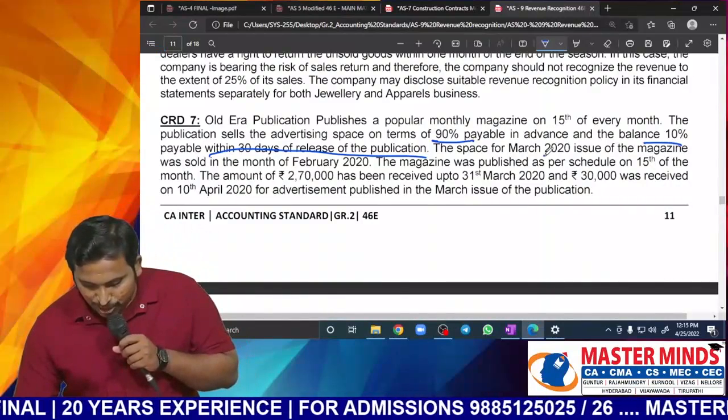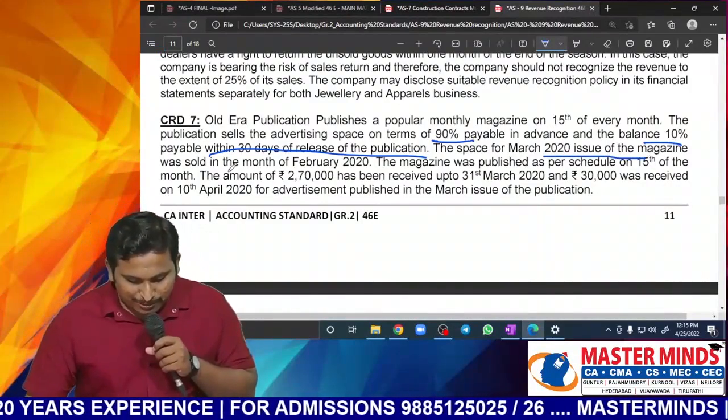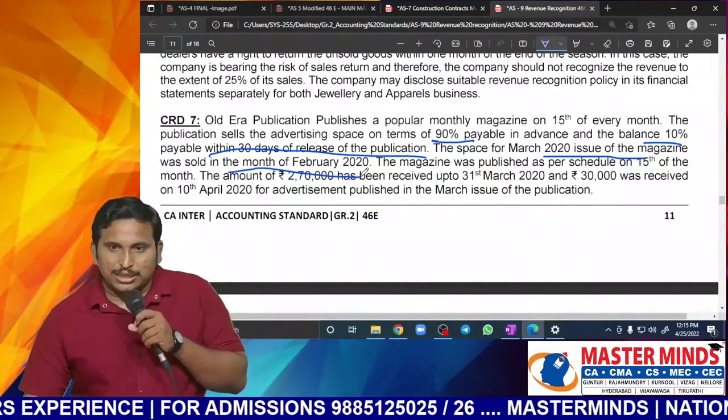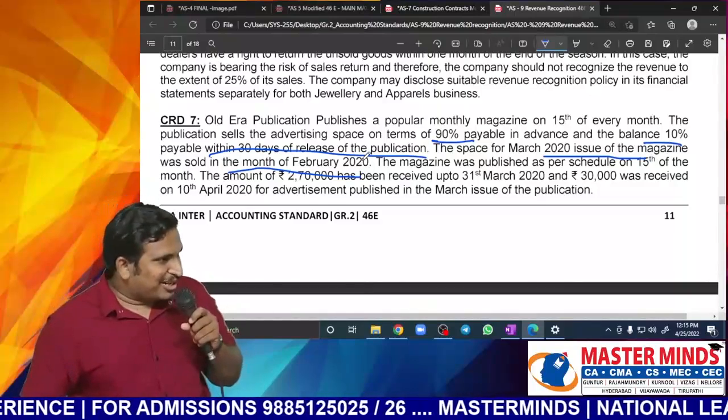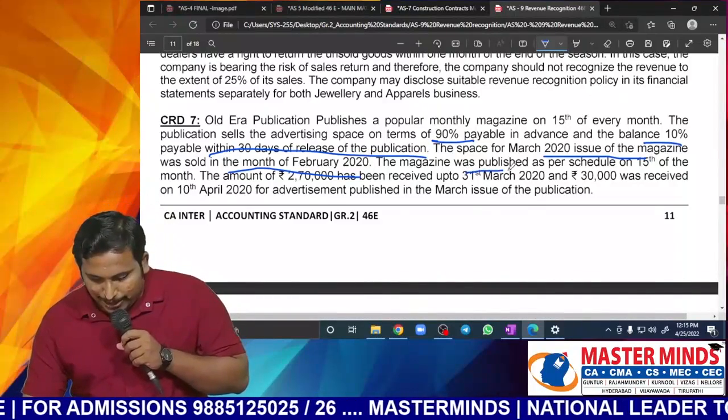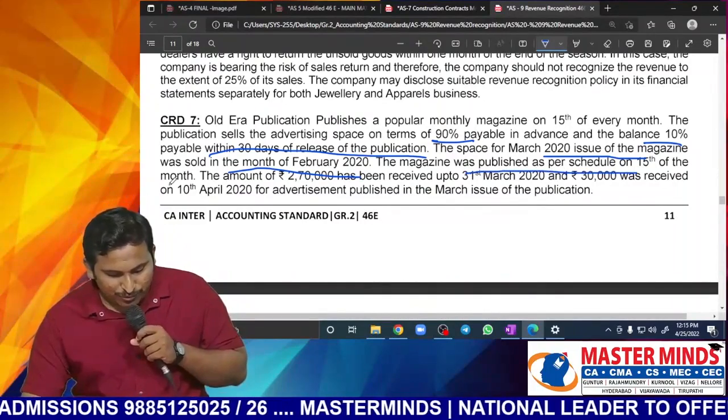Now the space for March 2020 issue of the magazine was sold in Feb. That means at that time only advance 90% might have been paid. Okay, the magazine was published as per schedule on 15th of the month.